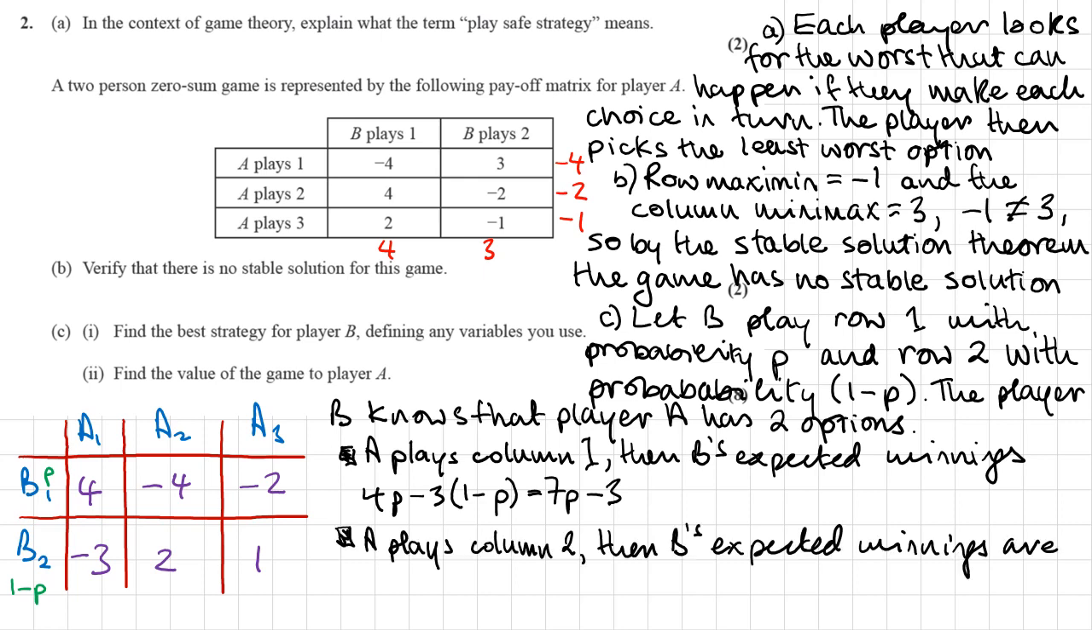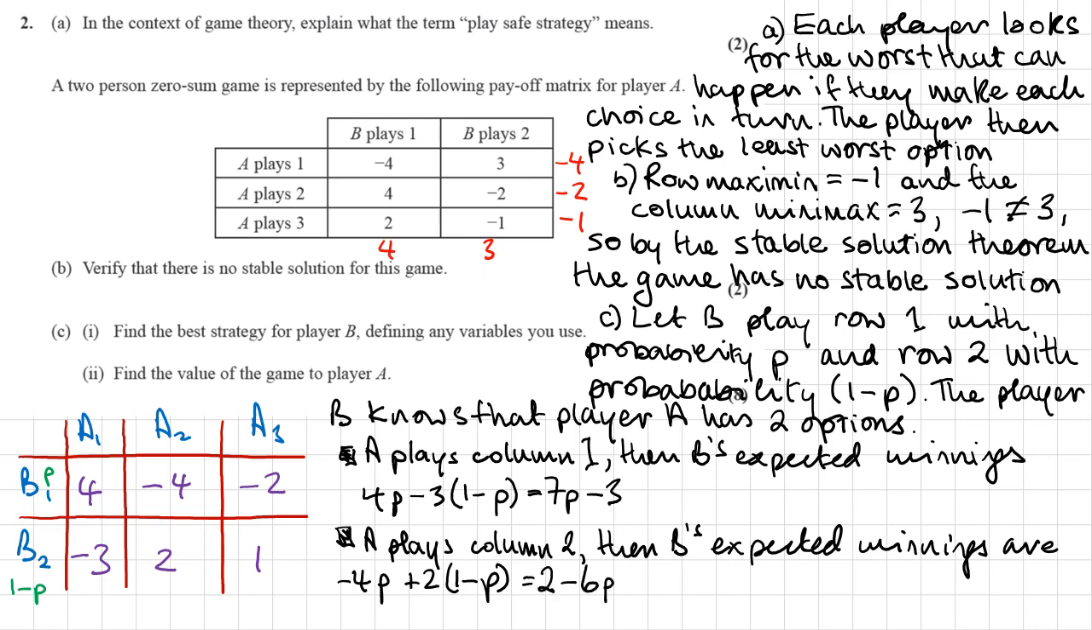Okay, now if A plays column 2, that means that B's expected winnings are going to be -4 times by P, and then plus 2 times by 1 minus P, and that will become 2 minus 6P.